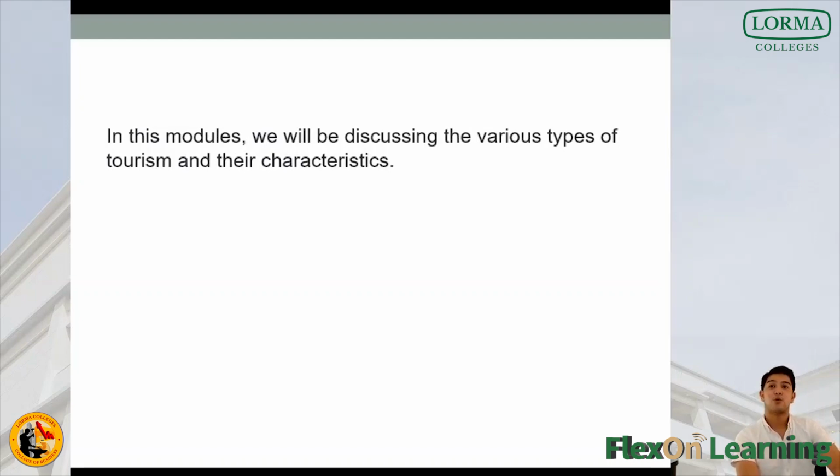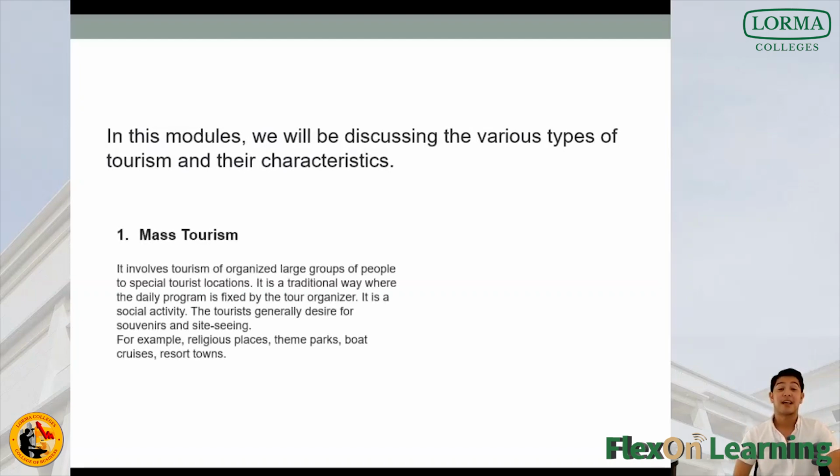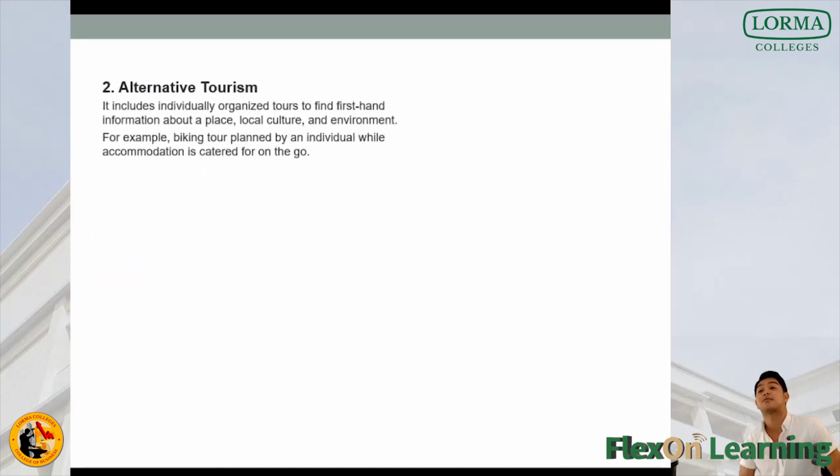In this module, we will be discussing the various types of tourism and their characteristics. Let's start with mass tourism. Mass tourism involves the tourism of organized large groups of people to special tourist locations. It is a traditional way where the daily program is fixed by the tour organizer. It is socially active and the tourists generally desire souvenirs and sightseeing. For example, religious places, theme parks, boat cruises, resort towns, and also the Palawan trips.